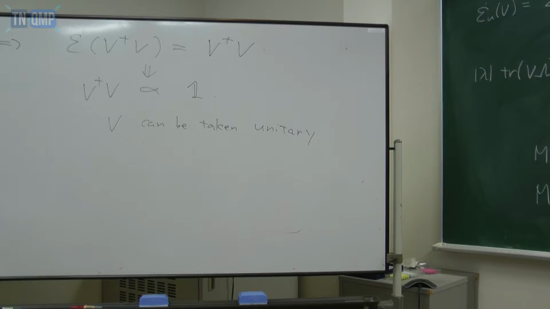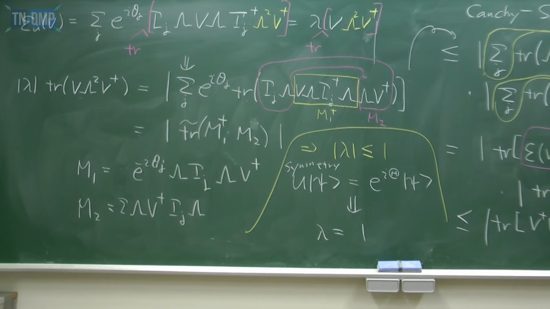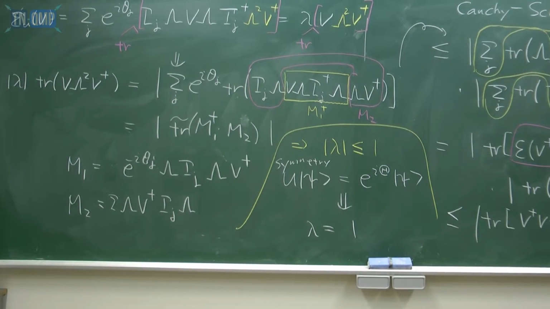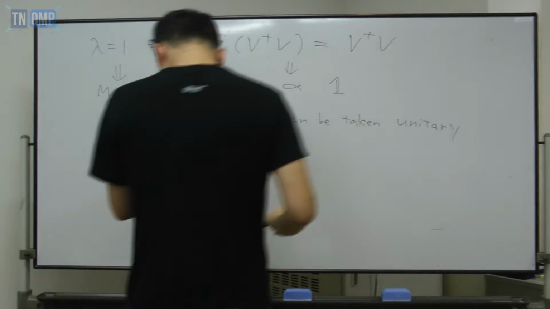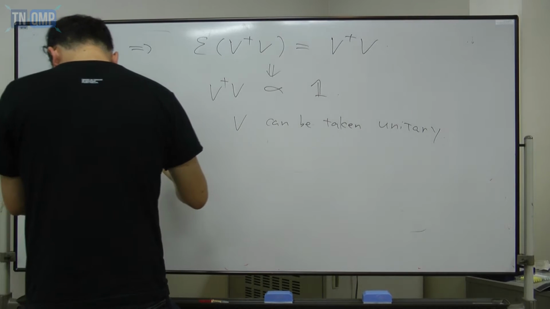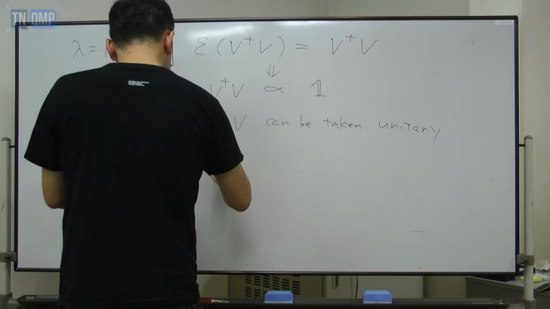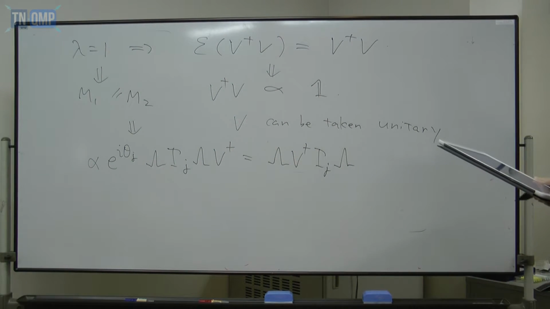And also another condition is that this Cauchy-Schwarz inequality must also have equal sign. Otherwise, you cannot have lambda equals 1. That means that this M1 and M2 are parallel vectors with each other. So on this, basically M1 and M2 must be parallel or proportional. That means that alpha times E2 is theta J lambda. So these two matrices must be proportional to each other for any J. And this alpha is the proportionality.